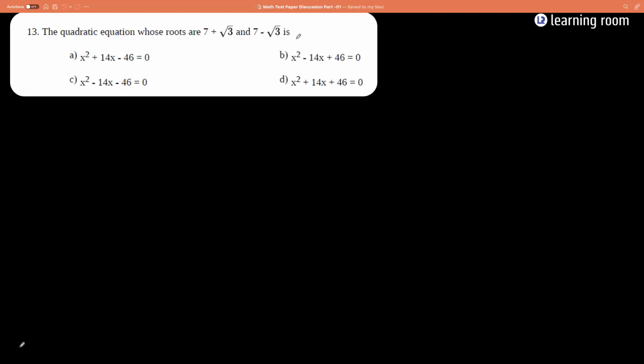So the quadratic equation whose roots are 7 plus root 3 and 7 minus root 3: sum of the roots is 14, product of the roots is 49 minus 3, 46. So x square minus 14x plus 46 is equal to 0. Option B.